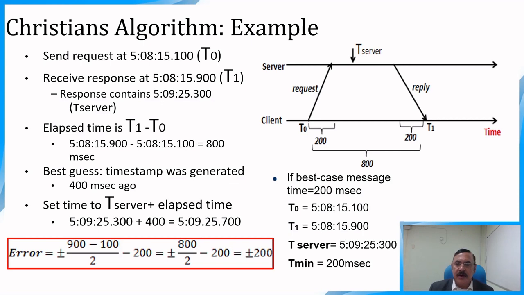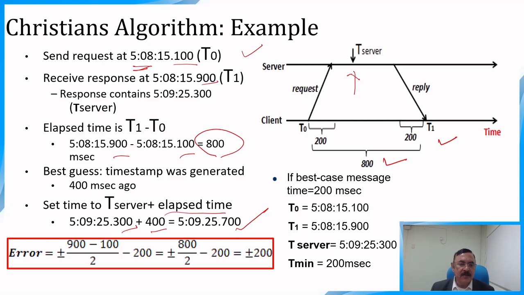So Christian's algorithm is explained again in this particular example. Let us say that the send request is at 5:08, and the receive response is at 5:08:15, T0 is 100 and T1 is 900. The response contains 5:09:25:300, that is T server. Elapsed time is T1 minus T0, that is 900 minus 100, that is 800 milliseconds. Now the timestamp was given 400 milliseconds ago, we can guess. So you can set the time to T server plus the elapsed time, that is 300 plus 400, that is 700.